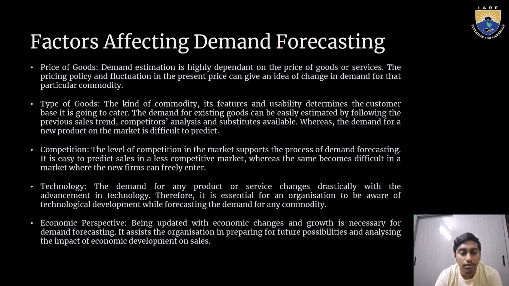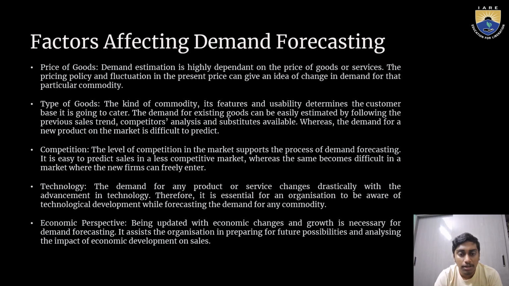Factors affecting demand forecasting. Price of goods. Demand estimation is highly dependent on the price of goods or services. The pricing policy and fluctuation in the present price can give an idea of change in the demand for that particular commodity.